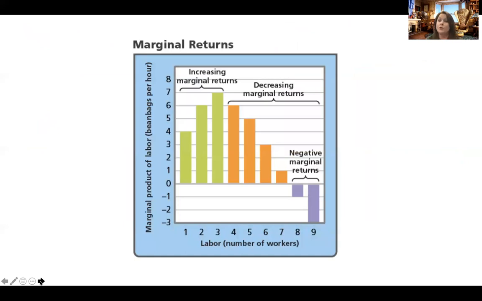Here we're talking about marginal returns, and this is where, as we add each additional worker, we look at what we are going to get. So the question asks, when we add the 5th worker, what is going to be the effect on the number of bean bags per hour? If we look at worker number 5 here, you can see we are going to produce 5 more bean bags an hour. So it's going to increase production by 5 bean bags. If we hire that 5th guy, we're going to produce 5 more bean bags. Yay.